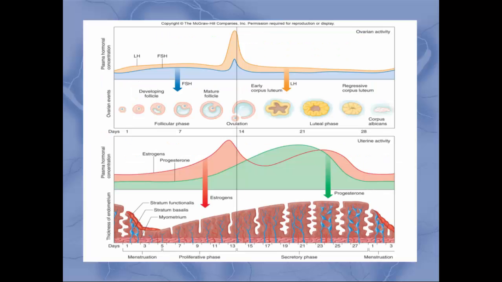Alright, here's everything put all together with the various hormones here. That large spike of LH causing ovulation on day 14. And it pictures the ovulation here. The various levels of progesterone and estrogen here. And a summary of all the thickening of the endometrium and the sloughing off and the bleeding here.